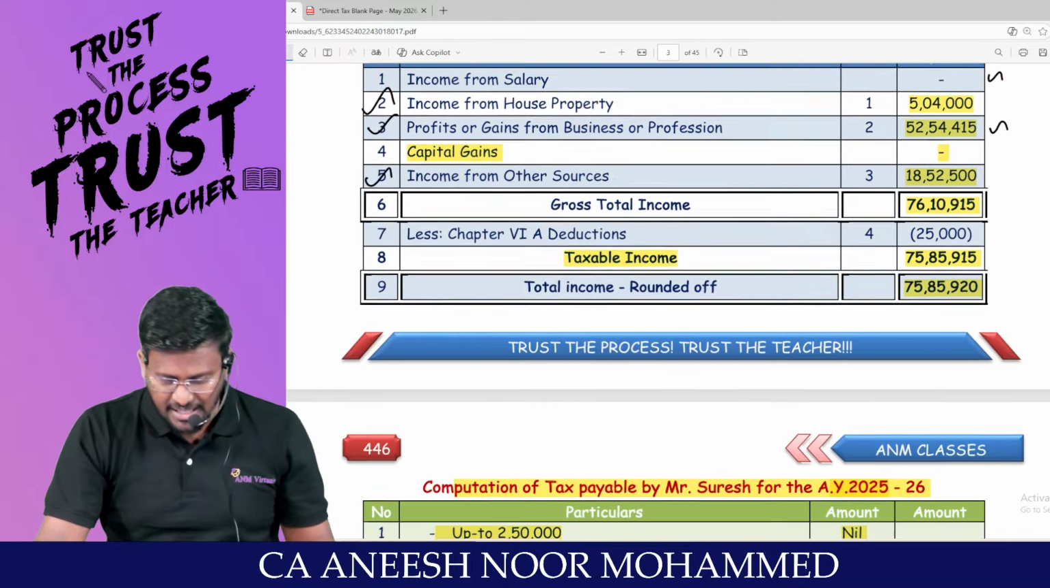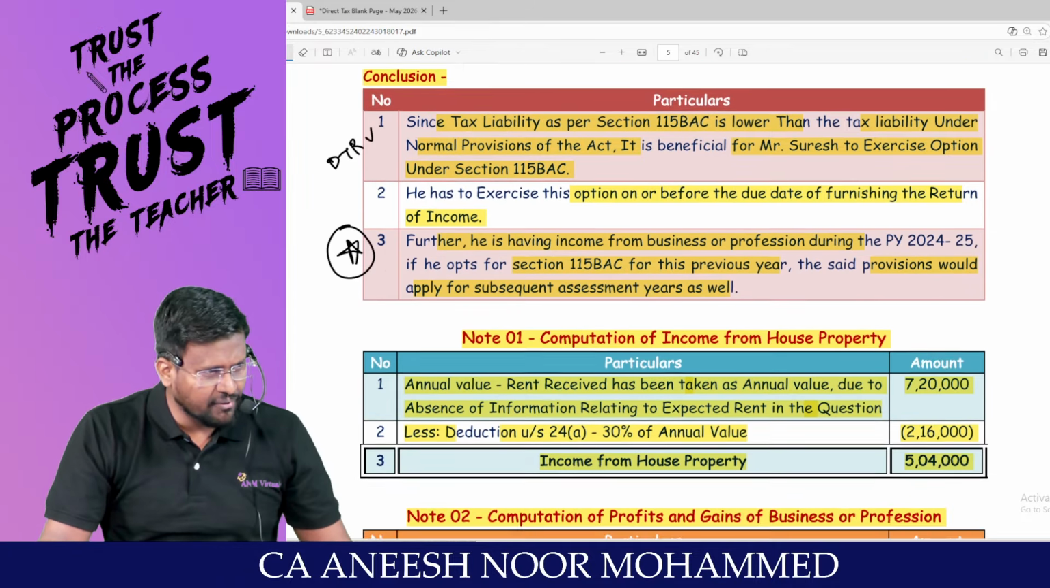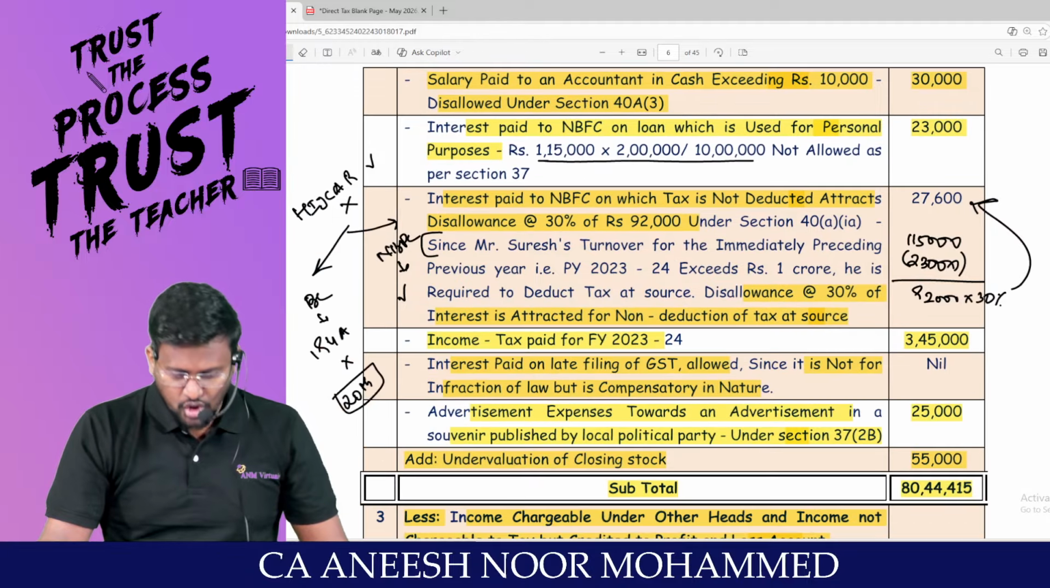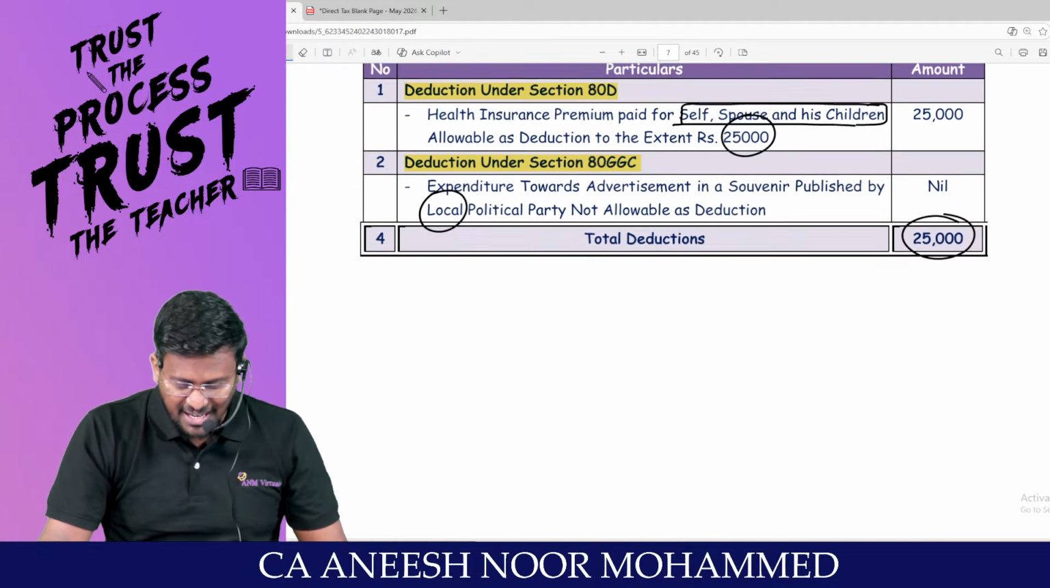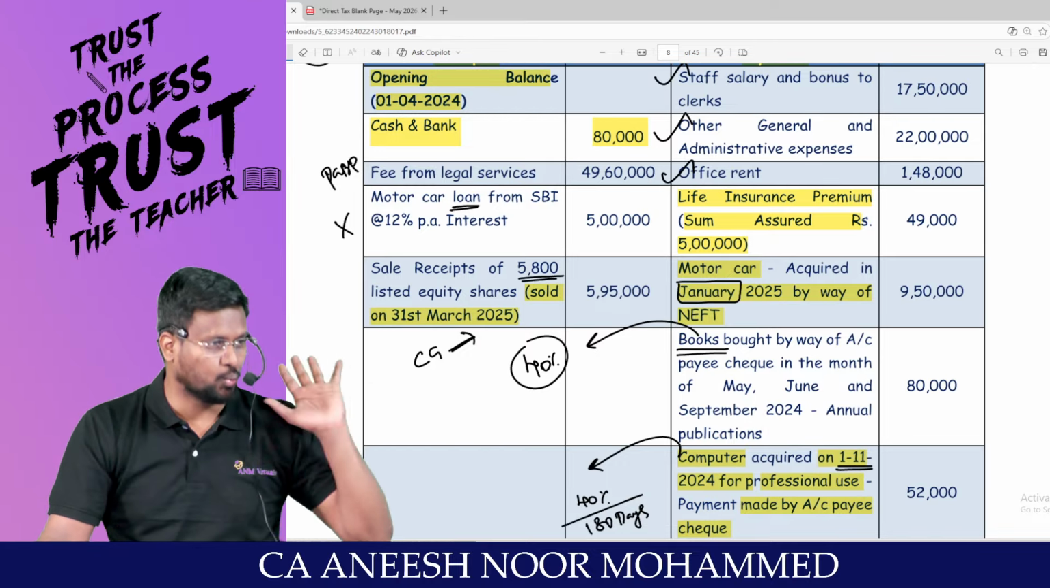If it is a receipts and payments account, basically for a profession, for a profession only, generally they will give the receipts and payments. Check whether the professional receipts exceed 50 lakhs or not. I hope that it's a very good takeaway for you.